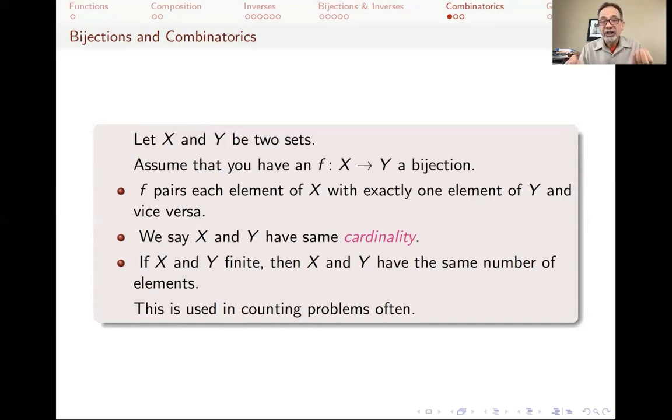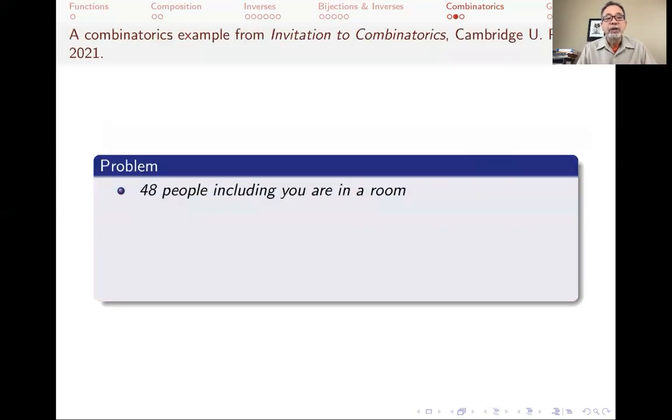If you have a bijection between two sets, then you know that they have the same size, and this is used in counting problems often. Often you want to translate a problem from one situation to another, to a more familiar situation where you can count easier. You want to say how many elements are in here. You want to say they're the same as here, and the way you show that is a bijection, and then maybe you know how to count that second set, and then you know how many elements are in the first set. Let me give you an example of that.